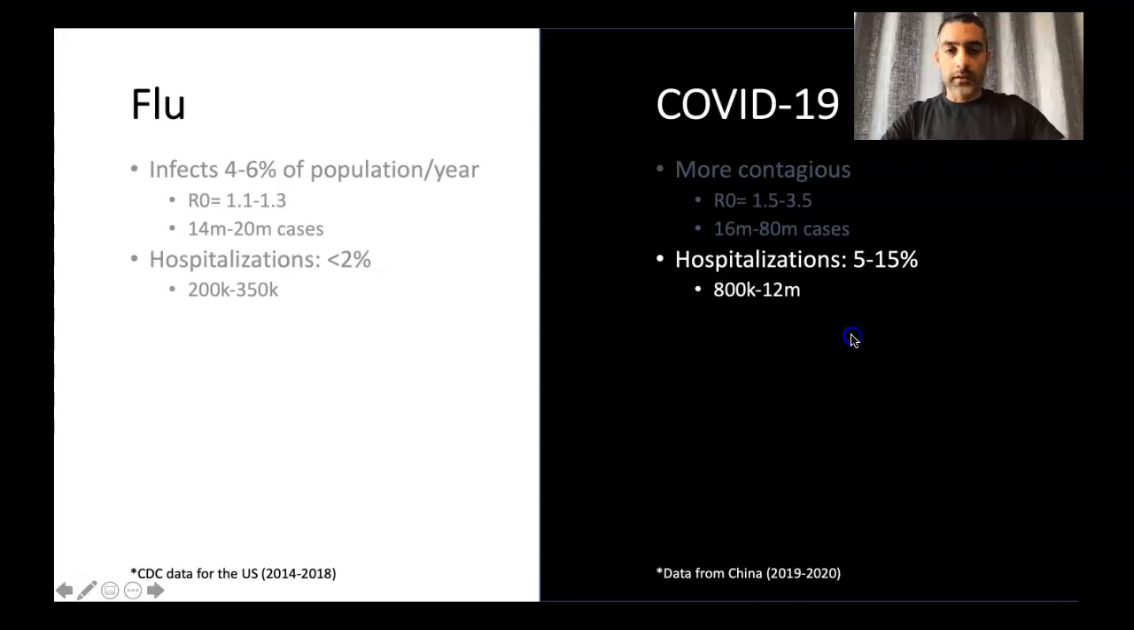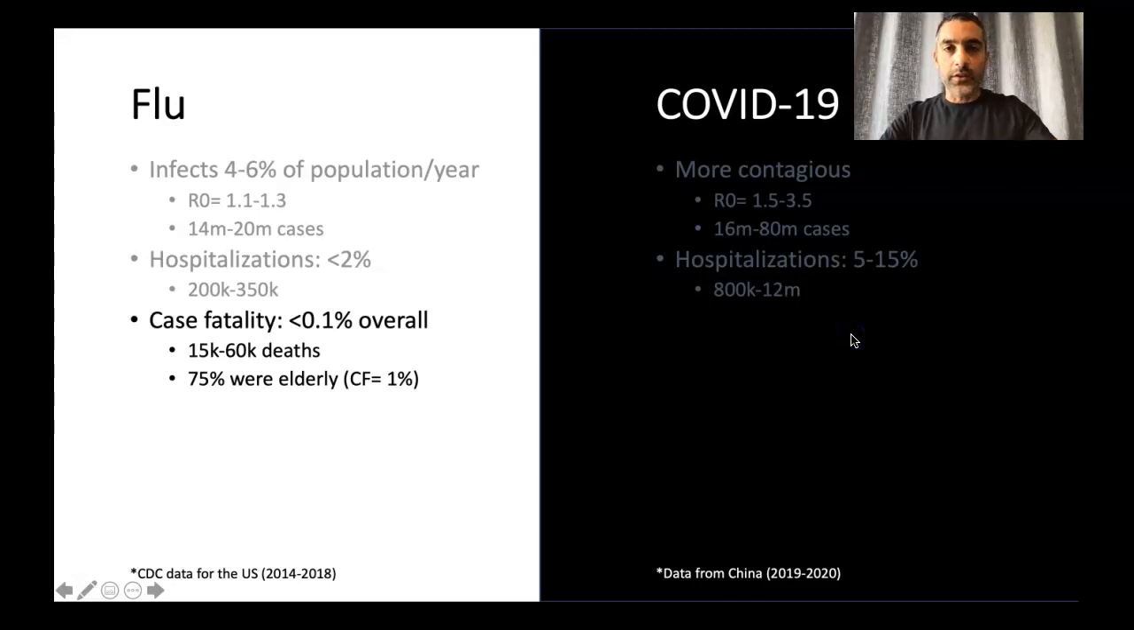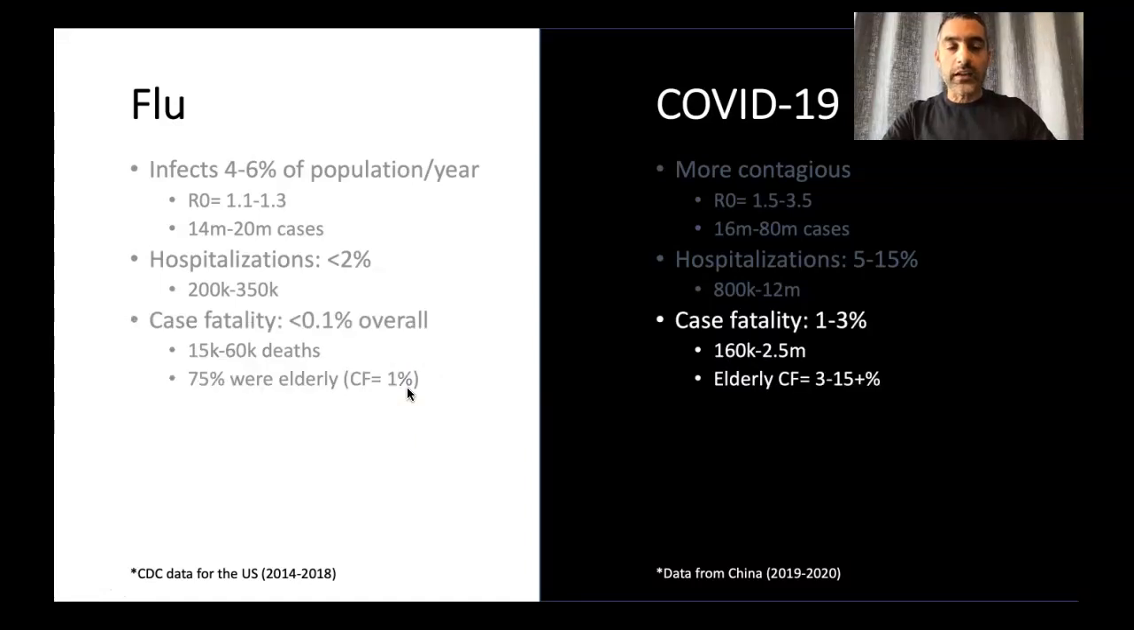The case fatality, or the proportion of people who die with seasonal flu, is less than 0.1% on average. That results in about 15,000 to 60,000 deaths per year in the United States, and that happens all the time. We never hear about it. It's very rarely in the news. The majority of those deaths, 75%, are among the elderly, who have a case fatality of about 10 times the average, at about 1%. So 1% of elderly people over the age of 65 who get the seasonal flu every year die. Let's compare that to COVID.